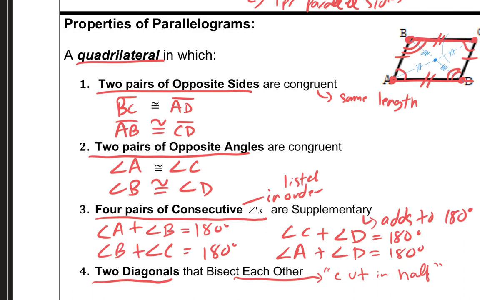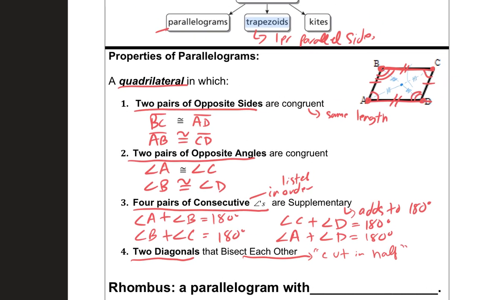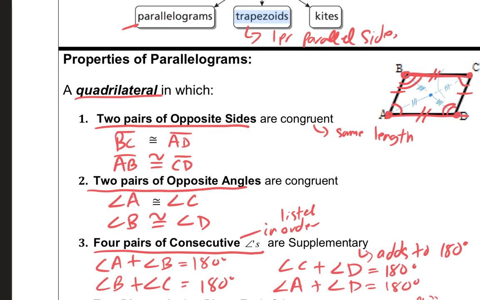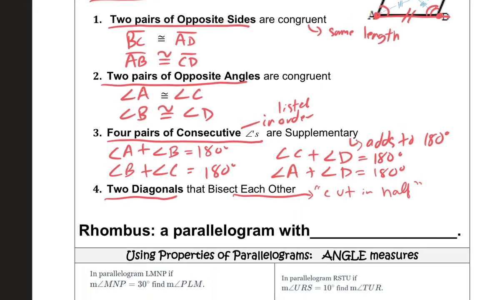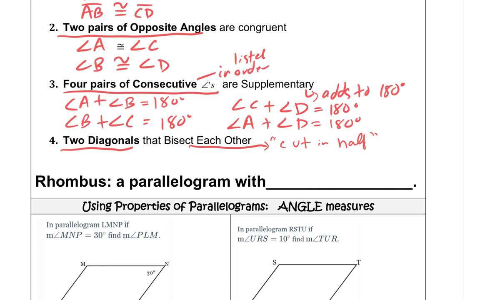Now a type of parallelogram that we're going to talk about today is a rhombus. That's one of them. A rhombus is a parallelogram with all congruent sides. That means all the sides are equal if they're all congruent. So all sides have equal length.